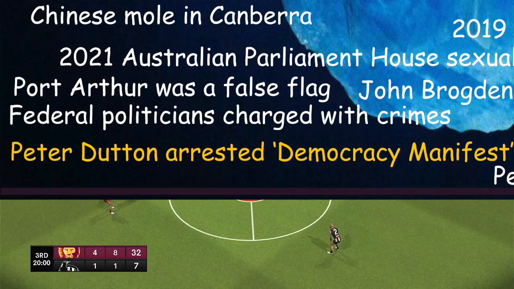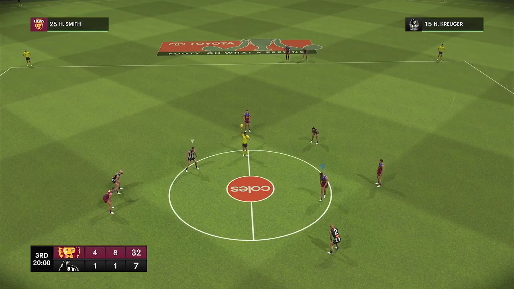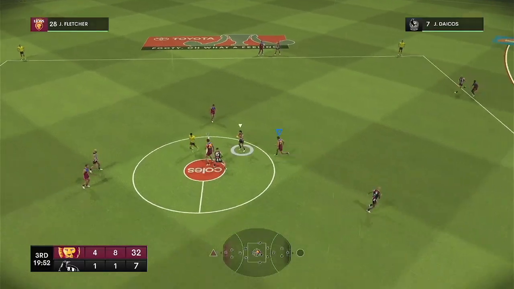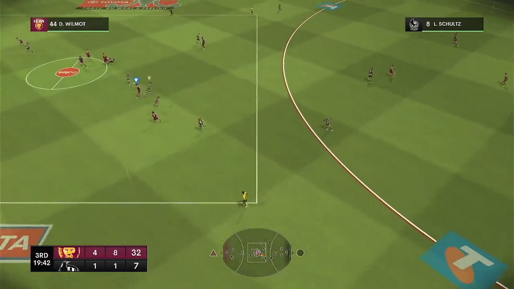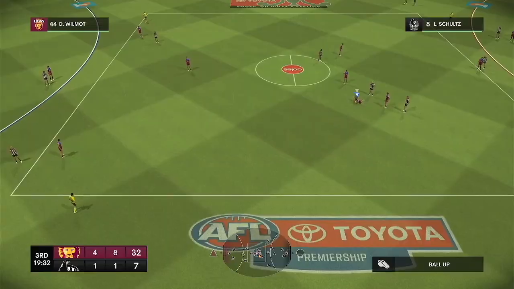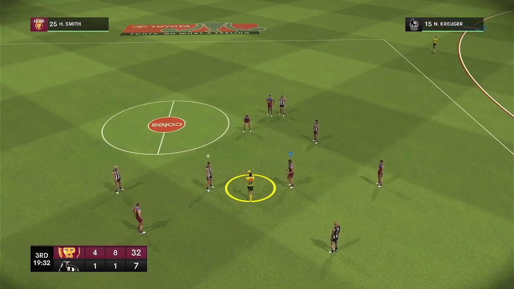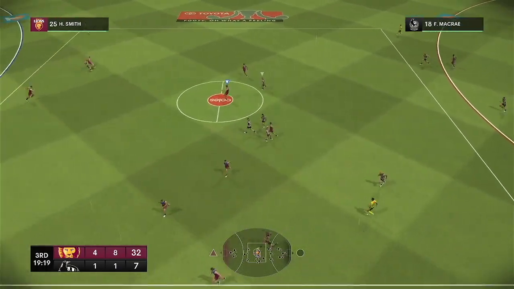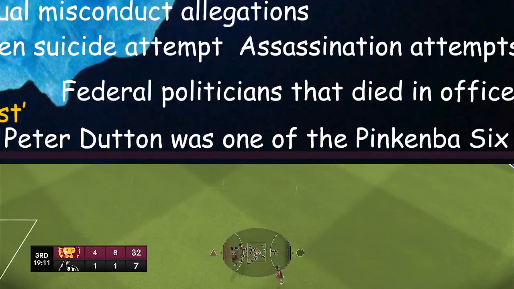Peter Dutton arrested Democracy Manifest. A bit more of a light-hearted entry. Democracy Manifest is arguably one of Australia's most iconic memes. I can't do it justice, you'll just have to watch the video for yourself. I have heard claims that one of the officers that arrested the Democracy Manifest man was the current opposition leader and potentially future Prime Minister Peter Dutton. Unfortunately, there is no evidence to back this up. How cool would that have been if a future Prime Minister helped create one of the most important events in Australian internet folklore? Peter Dutton was one of the Pinkenba Six.